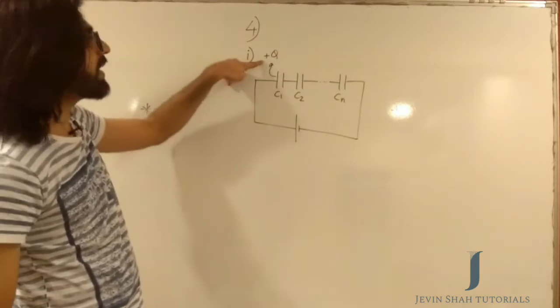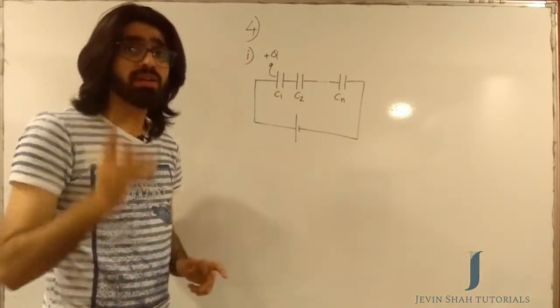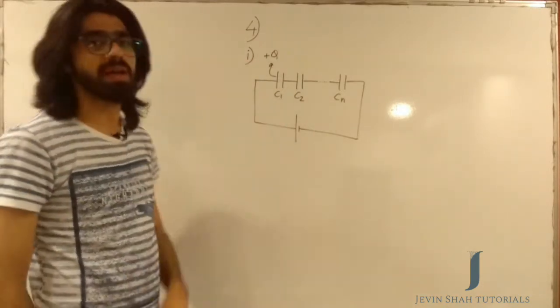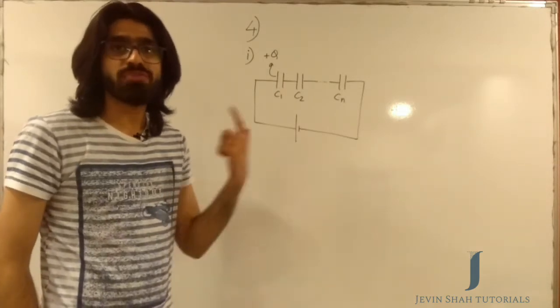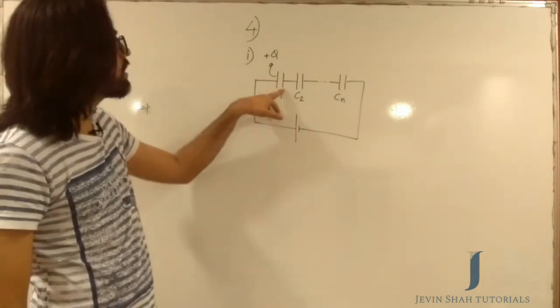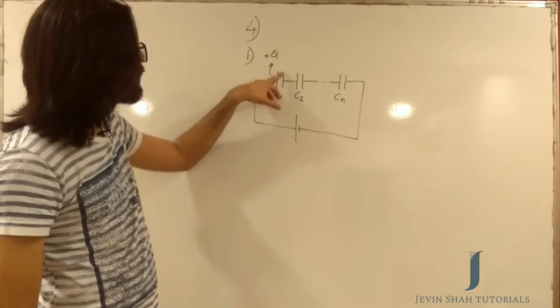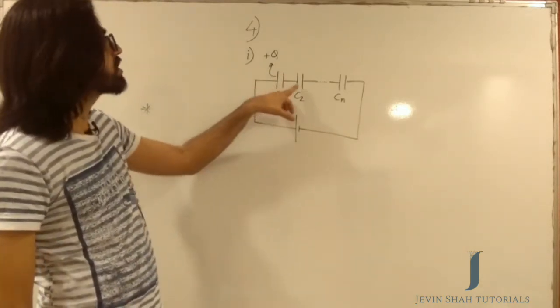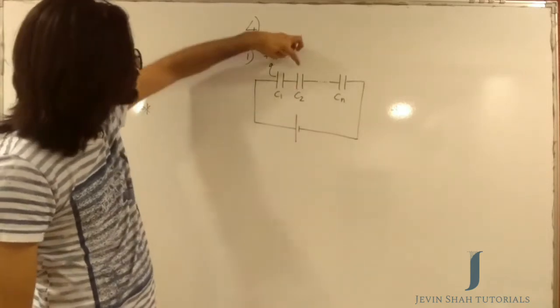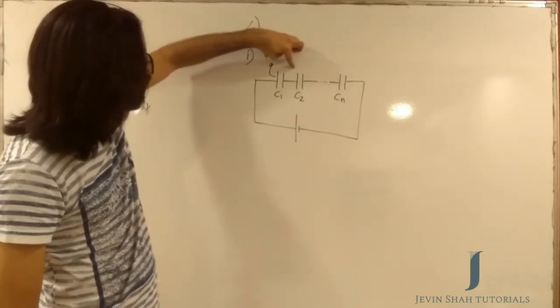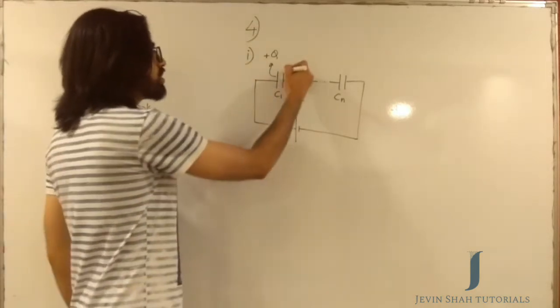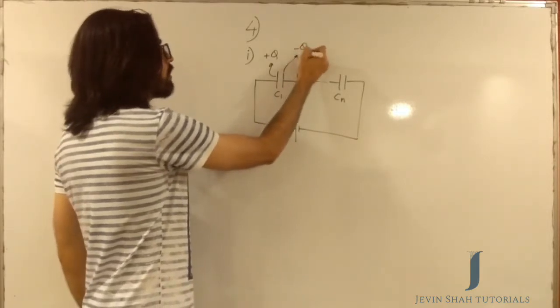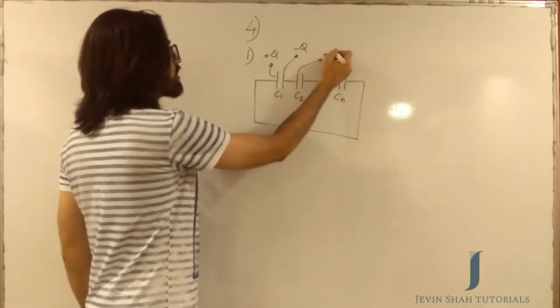Now if this plate develops a charge of plus Q, it will force the other plate of the capacitor to develop a charge of minus Q. But how will this develop a charge of minus Q? This plate of the capacitor will grab electrons from the plate which is adjacent to it. So because electrons from this plate are going to this plate, it generates a charge of minus Q, and this plate generates a charge of plus Q.